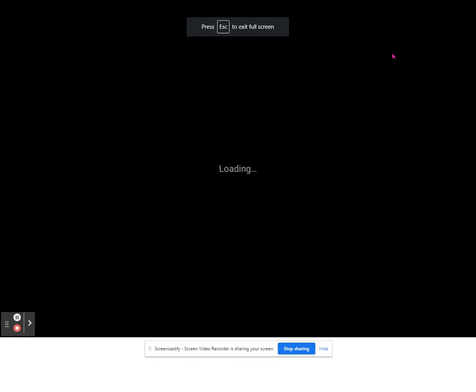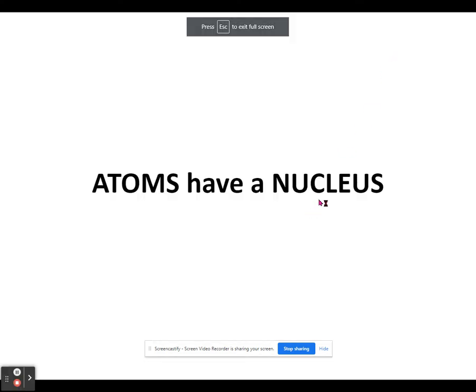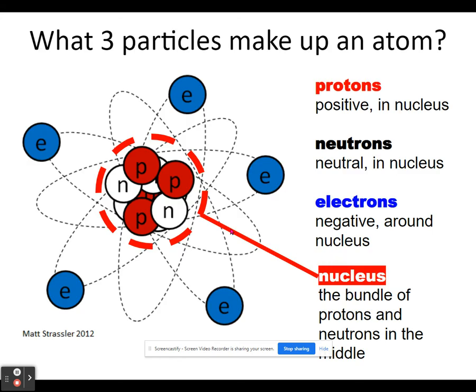Now atoms. Atoms have a nucleus. In this nucleus, there are two kinds of particles. It's a bundle of protons and neutrons in the middle. Protons are positive and they live in the nucleus. The neutrons are neutral and they're in the nucleus too, all stuck together with the protons. The electrons are negatively charged and they go around the nucleus, so they are never in the nucleus.